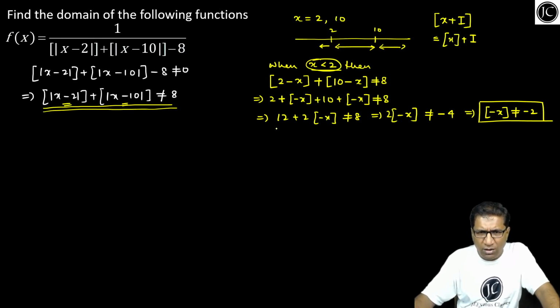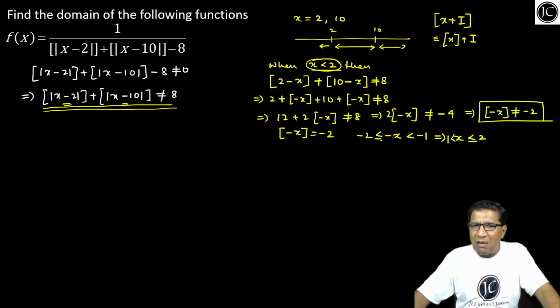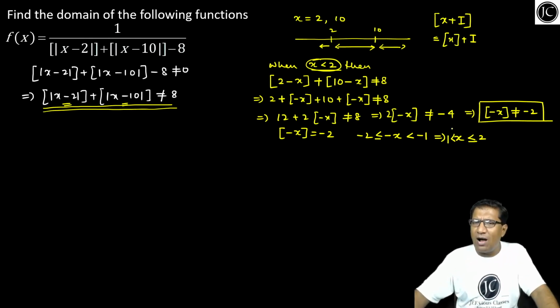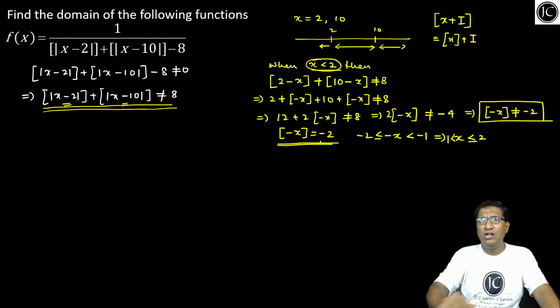इसका मतलब क्या हुआ, देखो बच्चों, अगर मानो [-x] तुम्हारा -2 है, अगर मानो, then we will say that -x is lying between -2 and -1. From here we can say that x is less than or equals to 2, greater than 1? Yes or no? Because minus से अगर multiply करोगे तो sign gets changed. मतलब x is greater than 1 and less than equals to 2. लेकिन यहां पर क्या बोला है कि [-x] is not equals to minus 2.